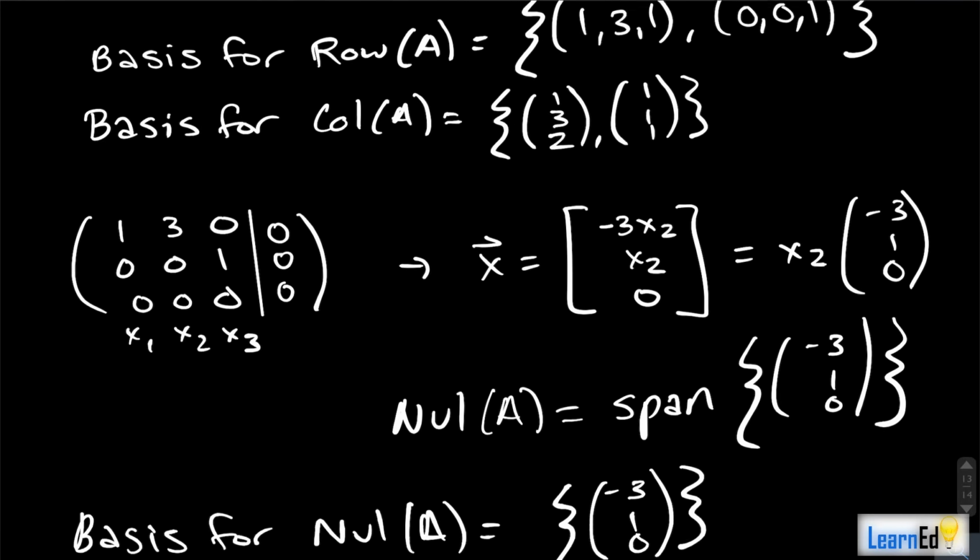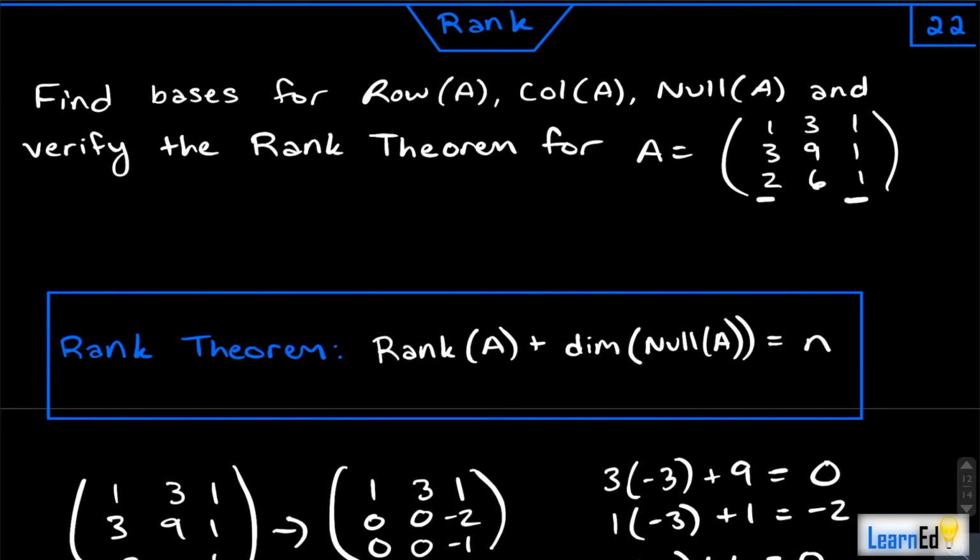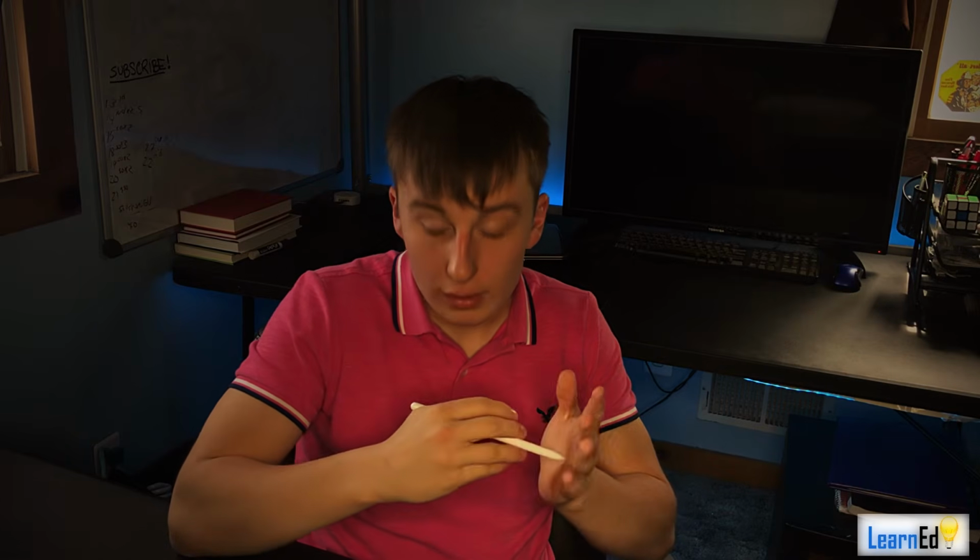And so now we have the basis for the row space, the column space, and the null space. What else do we have to do? We have to verify the rank theorem. The rank of A plus the dimension of the null space of A equals n, and that is the rank theorem. The rank of A is the dimension of the column space of A, just a fancy word for it. So if the dimension of the column space of A and the dimension of the null space of A add up to n, we verified the rank theorem.